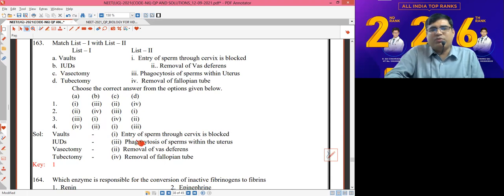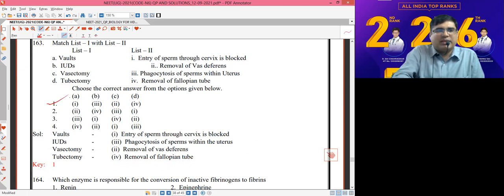What is meant for the entry of the sperm through the cervix, and that is blocked by the time. IUDs, that is intrauterine devices, phagocytosis of the sperm within the uterus. Vasectomy, removal of the vas deferens, and tubectomy, of course, the removal of the fallopian tube, right? Cutting, I could say. So at that time, this option 1 would be correct.